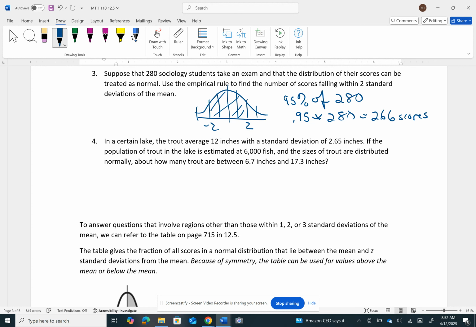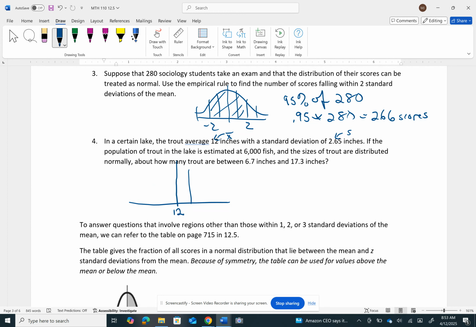All right, now this one we have a trout problem where we have this lake that has about 6,000 fish, and they tell us the trout are distributed normally, but they don't ask us a question like how many would be between 1 and 2 standard deviations from the mean. Instead it gives us a raw data value, a length. So we need to think about where those fall. So 12 is the average, so it would be here. This is your X bar, that's the middle. This is your S.